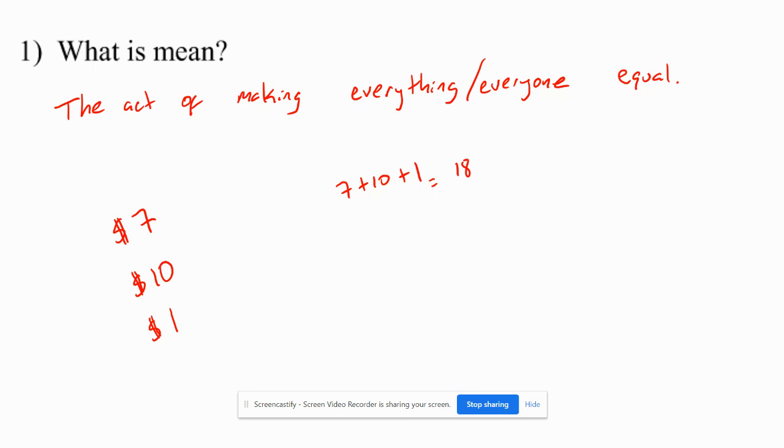But I want to divide it evenly. So I'm going to divide my 18 by 3, because there are 3 people. 18 divided by 3 is 6. So if I make the average, each of them has $6. Notice how I made them all equal. There were $18 altogether, and I made them all equal. So to get the mean, or the average, whichever word you want to use, just add the numbers and then divide by how many you have.